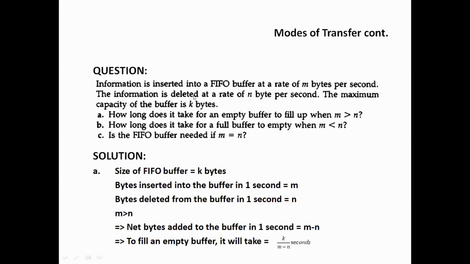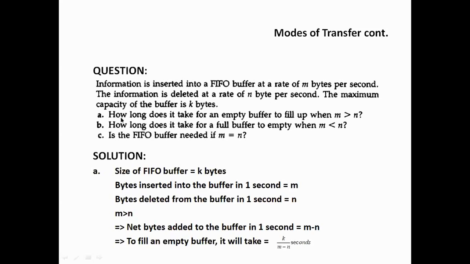And the information is deleted at the rate of n bytes per second. Means in 1 second, n bytes are removed from this. M are added, n are removed. And what is the maximum capacity of the buffer? It is k bytes.